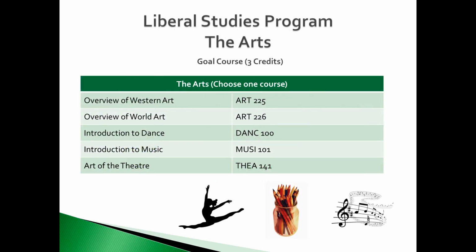The second Liberal Studies block is the Arts Goal block. These courses are typically large lecture sections where a student will learn the history and development of art styles.